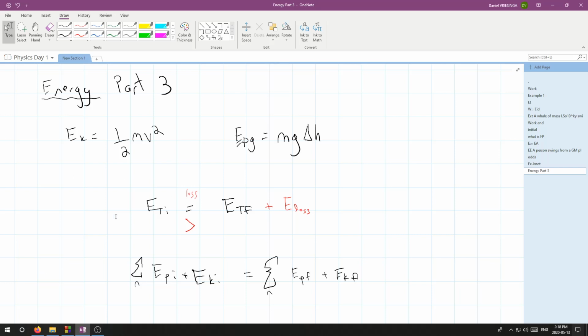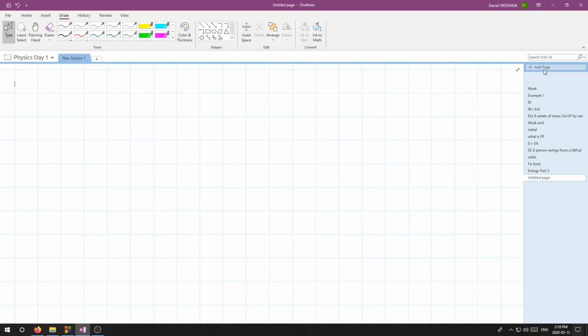Okay, so that was the questions we did in the past. We did a Tarzan question where the guy starts at a platform and ends up at a shorter platform and has to swing, and we solved some problems like that. The other thing we did was we said that potential energy due to gravity is equal to the mass times the gravity times the change in height.